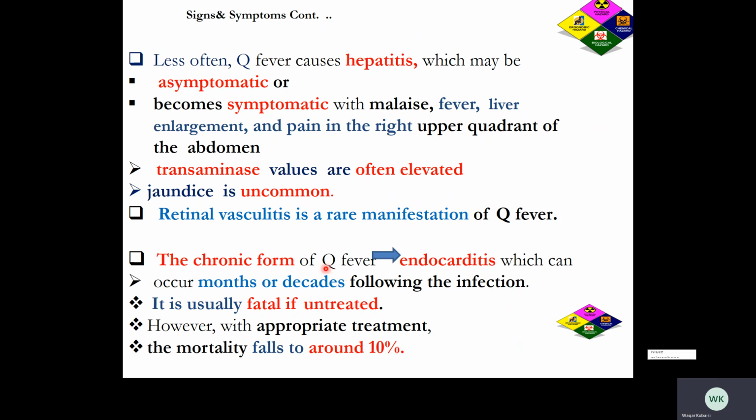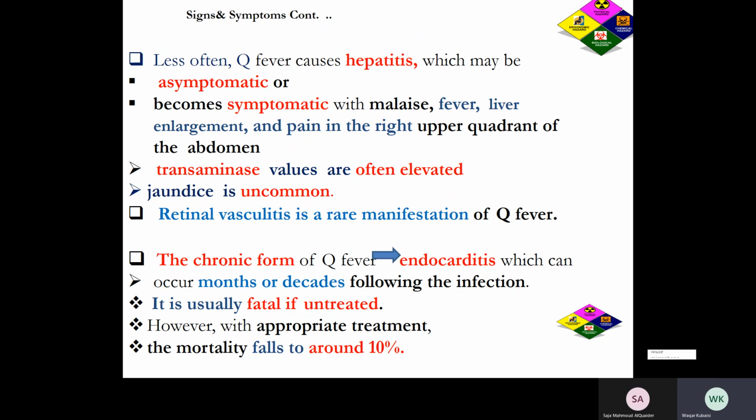The chronic form of Q fever will lead to endocarditis. So you can see there are very serious complications, or in other words, life-threatening complications for the person, although one spore will cause all these things. Endocarditis occurs months or decades following the infection. Maybe 10 years, maybe 20 years.